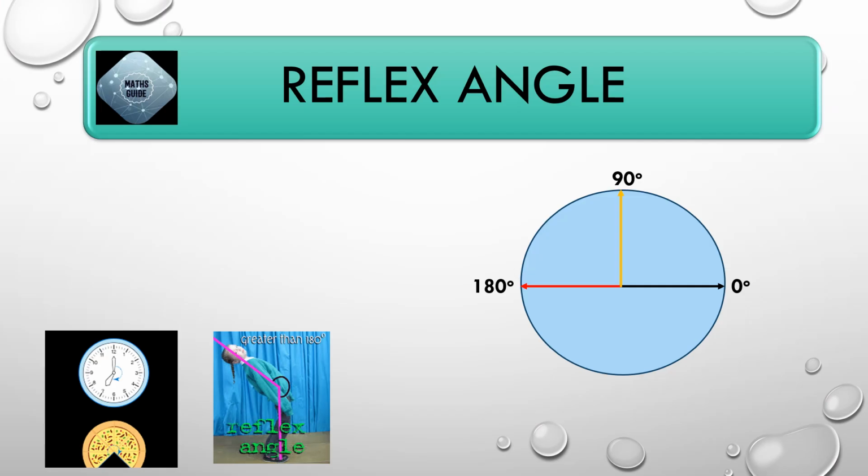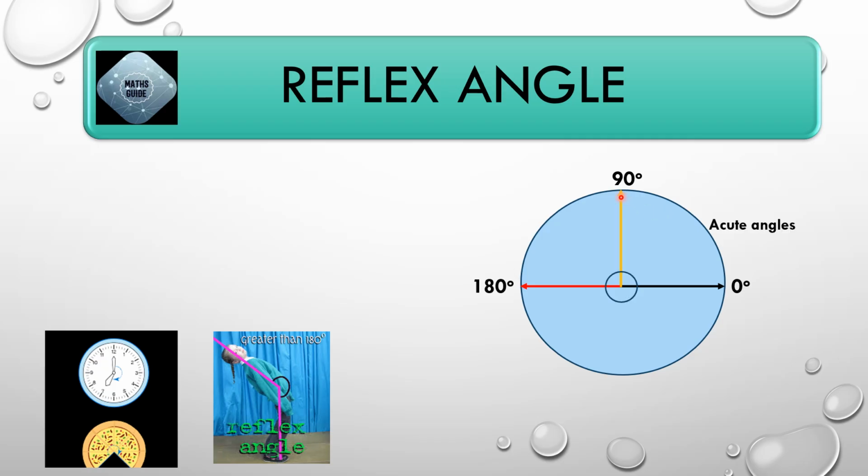Let's move on to the main topic, a reflex angle. As you know, when two rays join at a single point, an angle is formed. Now look here, starting from 0, when a terminal ray starts moving forward towards 90 degrees, acute angles are formed.